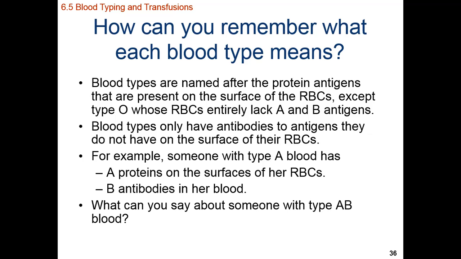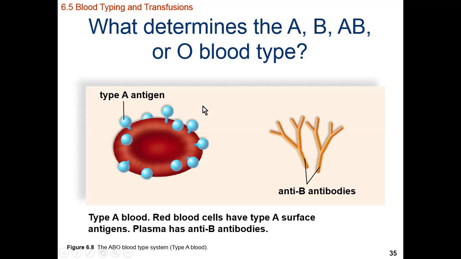So if someone has type A blood, they'll have the type A proteins on the surface of their blood cells and have type B antibodies in their blood. Like in this figure right here, type A proteins on this type A blood combined with type B antibodies do not interact with each other directly.